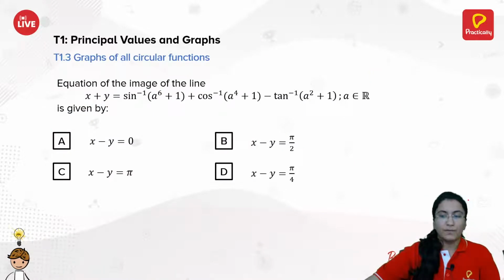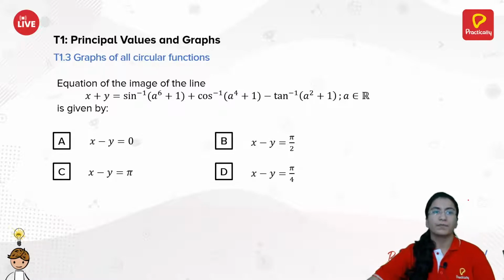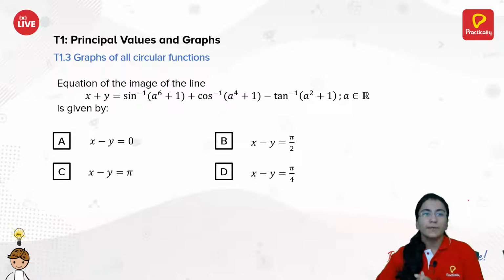Next question for you is this: the equation of the image of the line x plus y equals sine inverse of a raised to power 6 plus 1, plus cos inverse of a raised to power 4 plus 1, minus tan inverse of a square plus 1, where a belongs to R, is given by.